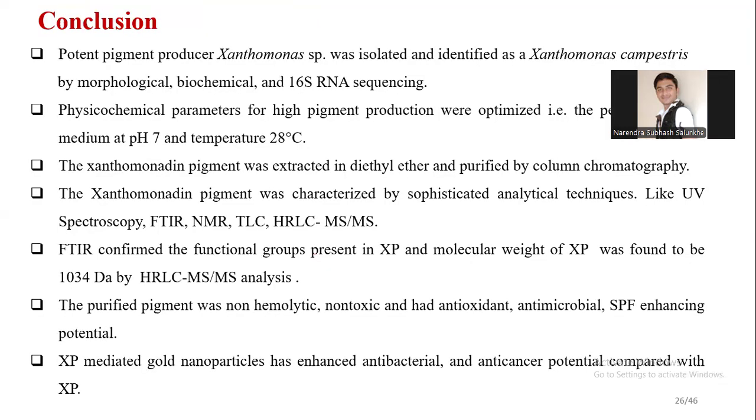Conclusion: the potent pigment-producing Xanthomonas species was isolated and identified by morphological, biochemical, and molecular analysis. Then the physicochemical parameters for high pigment production were optimized, that is, peptone glucose medium at pH 7, temperature 28 degrees Celsius, and incubation time of 48 hours. Then the pigment was extracted using column chromatography.